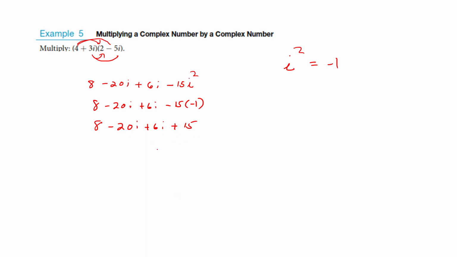Now, let's combine like terms. I've got numbers here, so I'm going to put those together. I get 23 and -14i, just combining my like terms. And here's my new complex number when I multiply those two together.